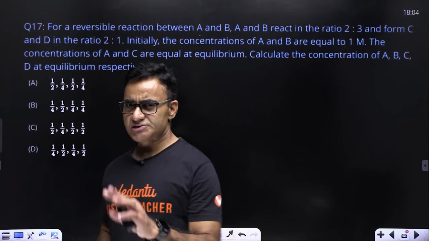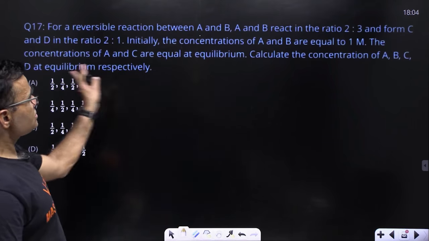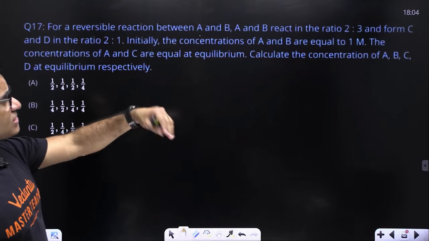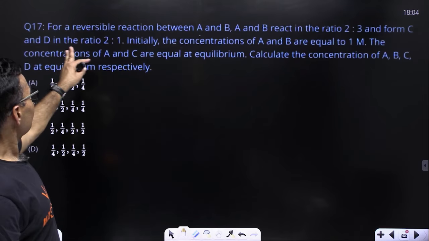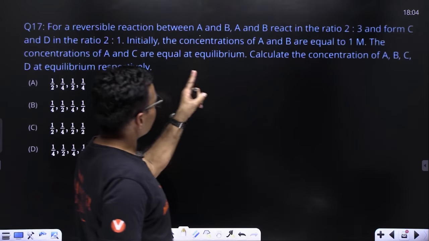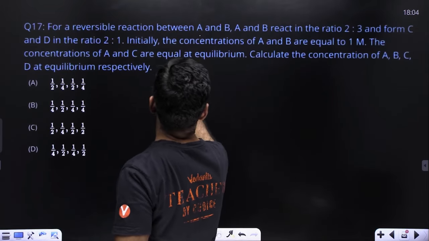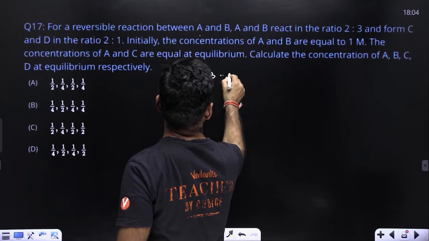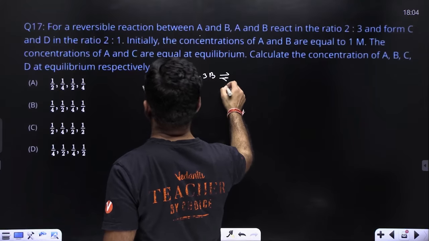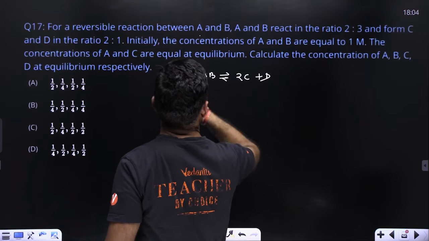This question is actually based on the concept of chemical equilibrium। क्वेश्चन का फॉर्मेट, जो रिएक्शन का फॉर्मेट है क्वेश्चन में वो गिवन है, for a reversible reaction between A and B reactants 2:3 ratio, यानी 2A + 3B changing into C and D, 2C + D.